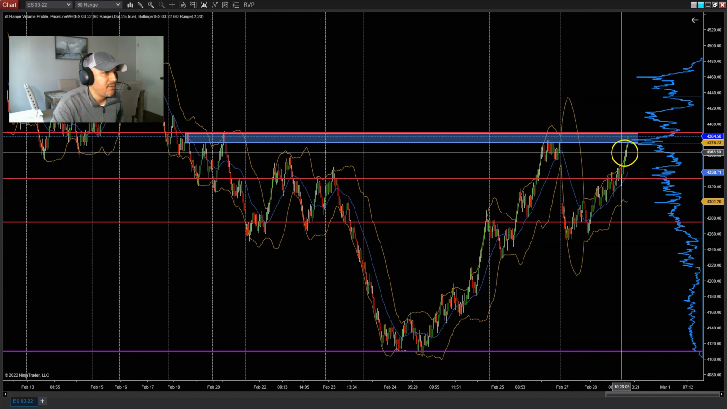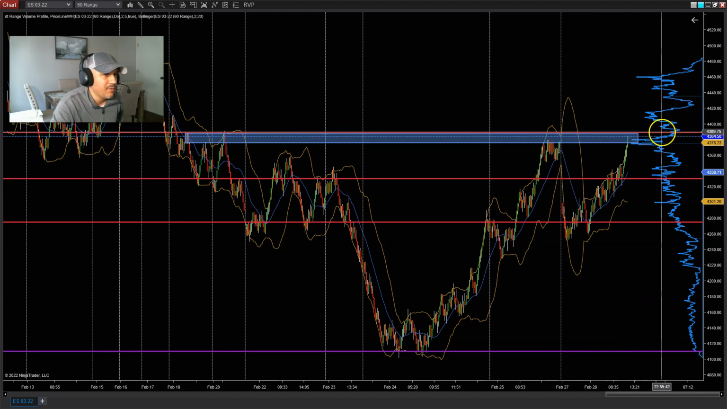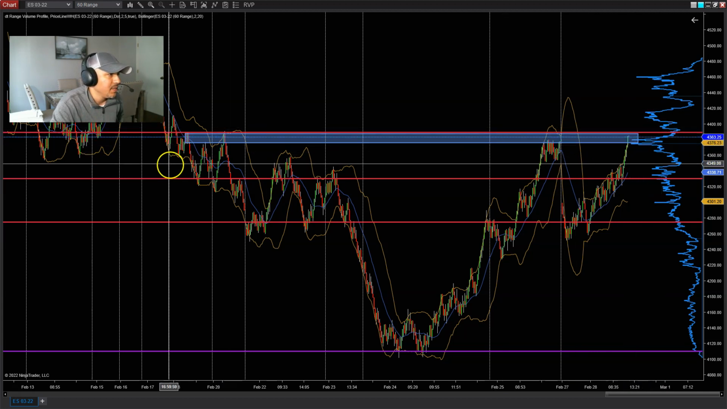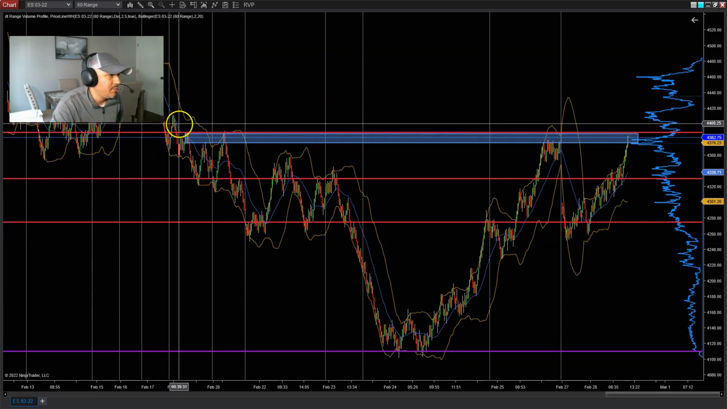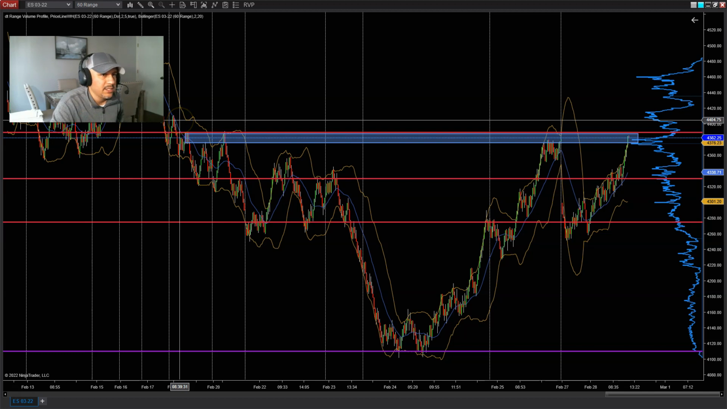So I've said this before, price likes to move from a high volume area through a low volume area to a high volume area. But if we can break that 89, 90 area somewhere around there, I believe we'll get a push back up, a push testing 44, somewhere 44.7 maybe, somewhere around there.